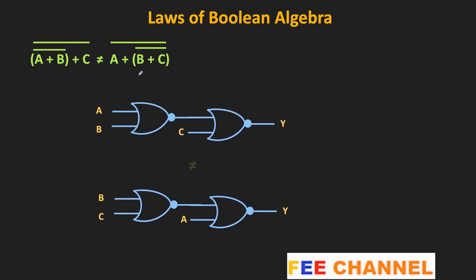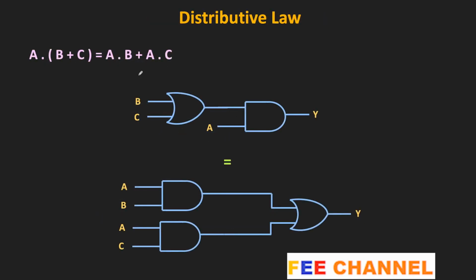For example, for the NAND gate, the NAND operation of A and B, followed by C, is not the same as the NAND operation of B and C followed by A. Likewise, for the NOR gate also, the NOR operation on A and B followed by C is not the same as the NOR operation of B and C followed by A. That means these NAND and NOR gates are commutative, but they are not associative.